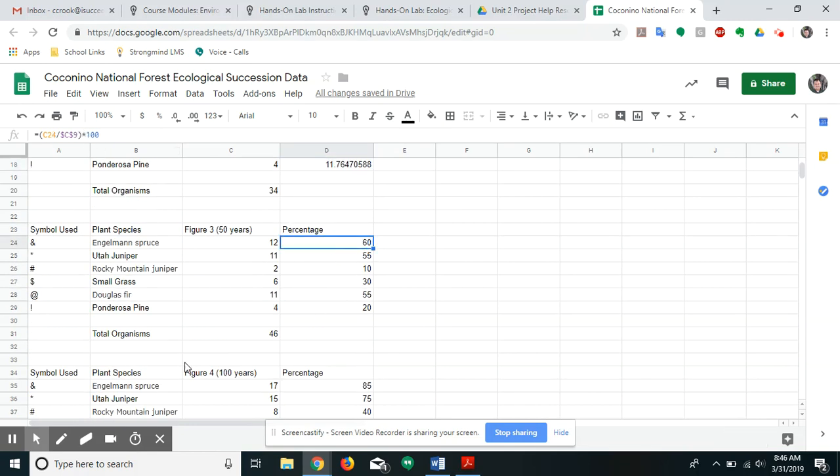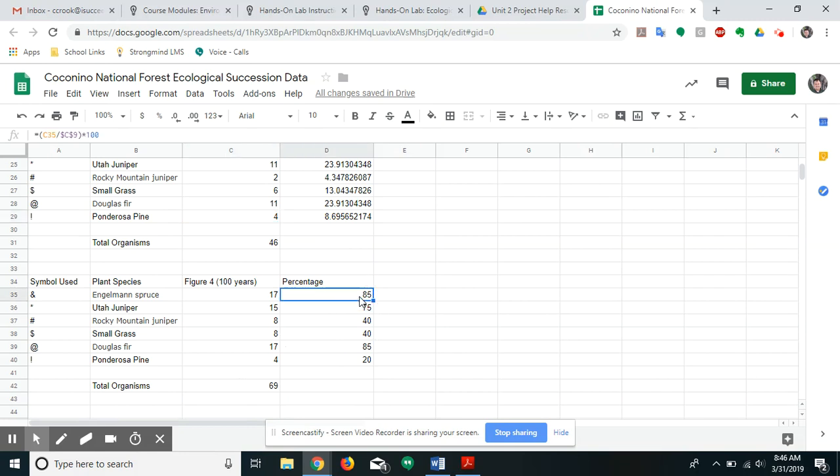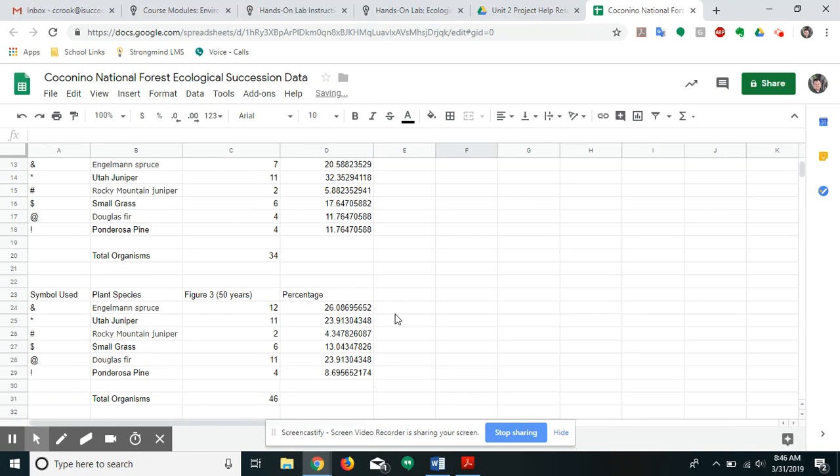Means I'm going to mess up on this one too. It should be C31. See how it stays C31 down here even, but this one changes to be this one. And this last one is 42. All right. So anyways, there's that data.